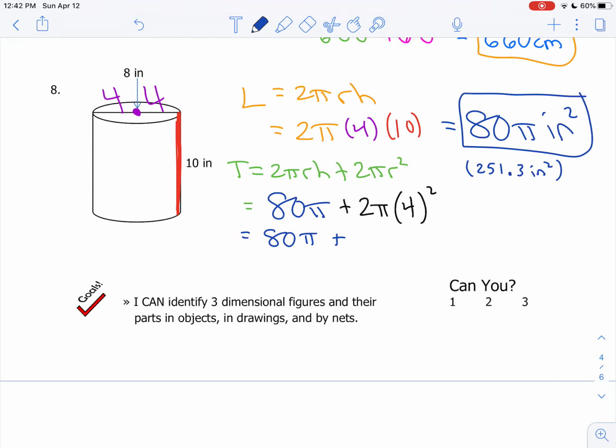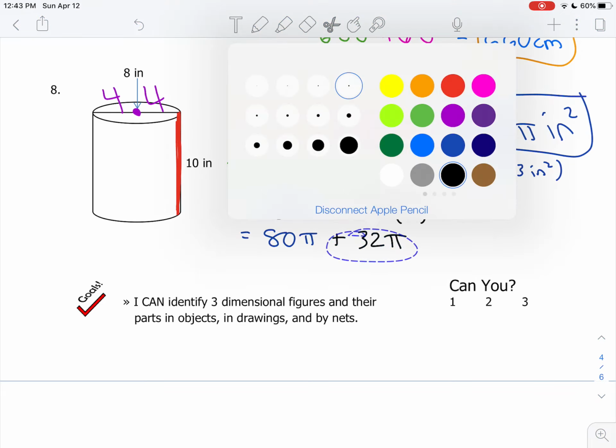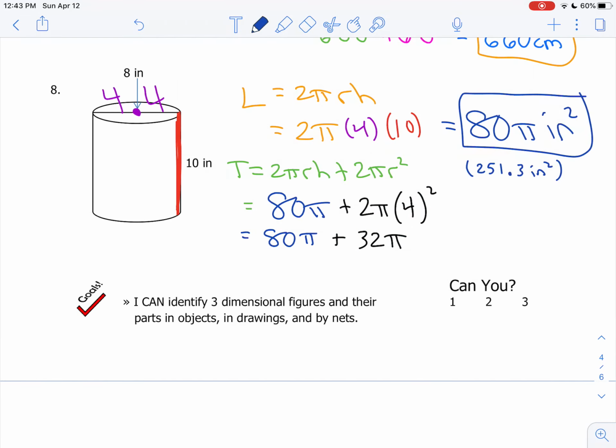Oh, man. 16 times 2 is 32. Oops, that was supposed to be black. Oh well, I got distracted, guys. That's what happens. Let's make it look better. All right, home stretch. Now we get 112 pi inches squared. If you gave a decimal, that's fine. I don't like spending the time to do decimals, but some people like them better.